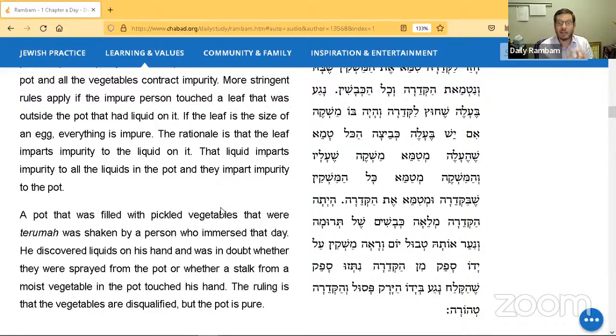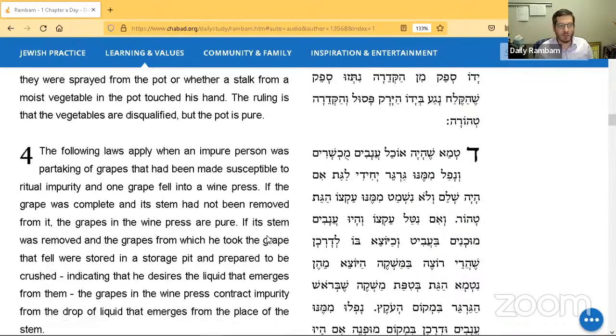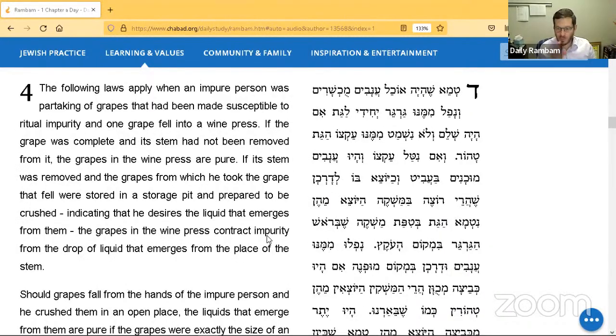So let's see over here. Now you're dealing with teruma and someone who's not yet gone to the mikveh, but he has gone through his process of ritual purification, and he shakes that thing. Now he discovers liquid on his hand and was in doubt whether it was sprayed from the pot or whether a stalk from a moist vegetable on the pot touched his hand. The ruling is that the vegetables are disqualified, but the pot is pure. So the direct contact that we're concerned may have touched will be impure, but the rest of it not.